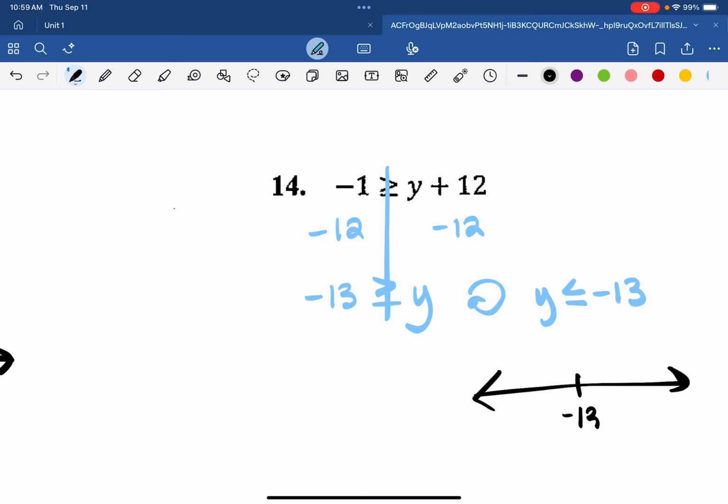Graph my critical point. I'm going to graph one number on each side. I notice that I have the line underneath, so it's going to be a closed circle. And it's less than, so I'm shading to the left. Okay.